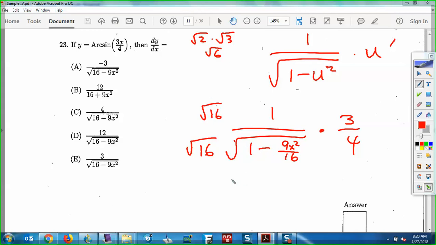So now when I do that on the top, I have a 4 and a 3, which would be 12. Now the bottom, inside, I would now have 16 minus 9x squared. But there is still this 4 sitting there. Actually, I could have canceled it with that and that. But anyway, see how that works? So I multiply this through and I get 16 here, and then the 16 cancels that one there. And now this 4 cancels that, and I get 3.